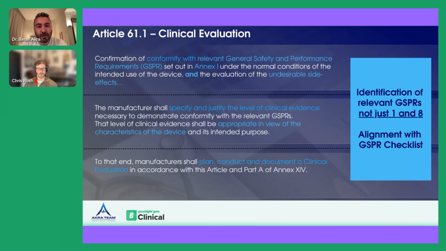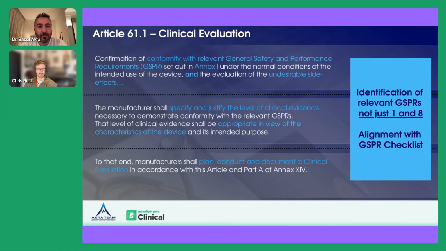Now, let me focus on the clinical evaluation itself, on the process. And I'm going to remind all of us about one important article in the MDR, which is Article 61.1, which states that it is the responsibility of the manufacturer, so you, as a subject matter expert, as a manufacturer, to specify and justify how much evidence is necessary for your type of device. Now, what you need to consider when doing that is the intended purpose. You need to consider the current state of the art for the kind of device that you are trying to evaluate. And you need to understand and consider what your marketing department is planning to claim.